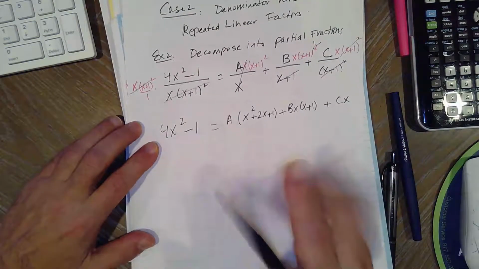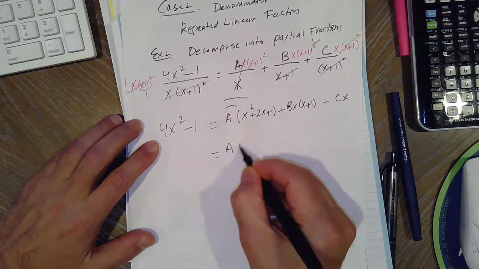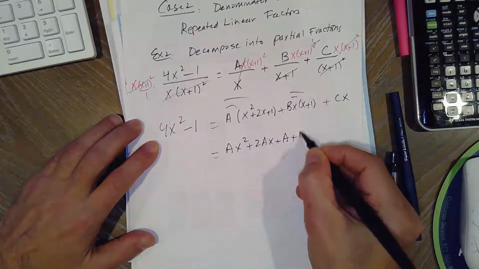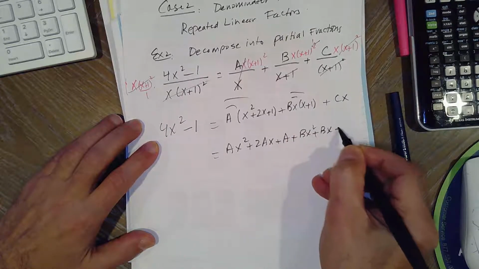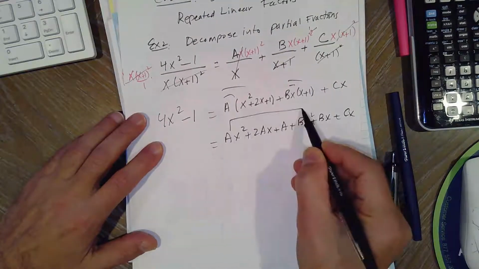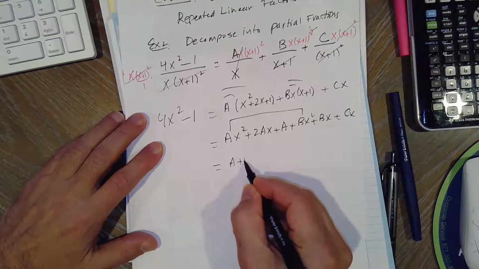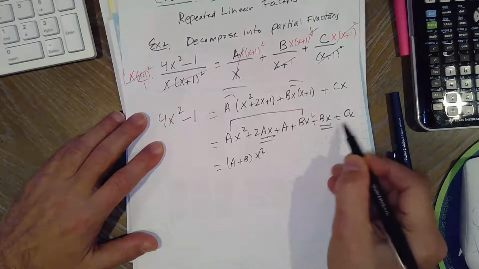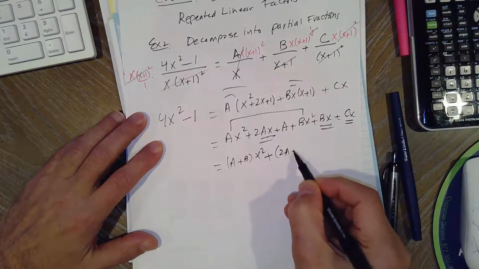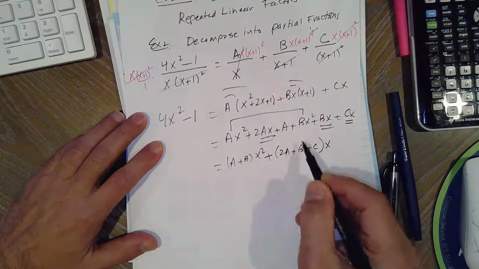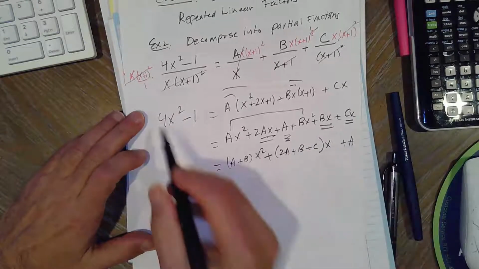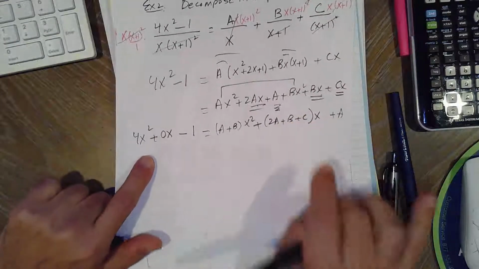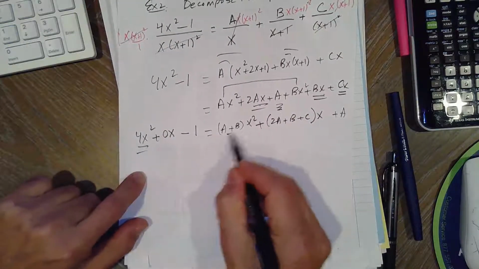So we want to make both sides equal. Distribute: ax squared plus 2ax plus a plus bx squared plus bx plus cx. So we have ax squared plus bx squared, which is a plus b times x squared. We have 2ax plus bx plus cx. We factor out the x, and we get 2a plus b plus c. And then there's only one constant, a. The left side has 4x squared, it has no x, so we put a 0, and then minus 1, because these two sides have to equal. So the 4 has to equal a plus b.